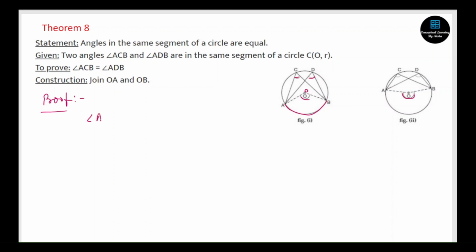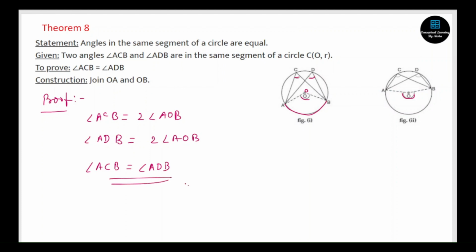Angle ACB is equal to 2 times angle AOB. We proved it. In the same way, I can write for ADB: angle ADB is equal to 2 times angle AOB. So they both are equal, correct? Angle ACB equals angle ADB. Hence it is proved. Sorted.